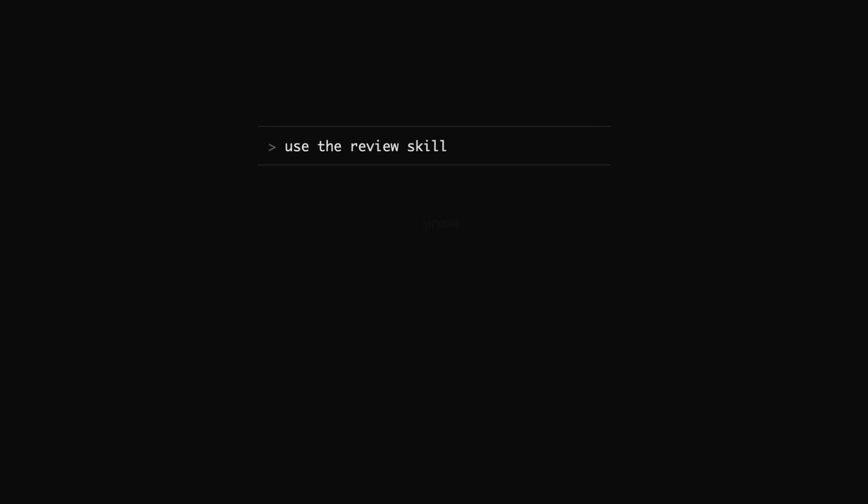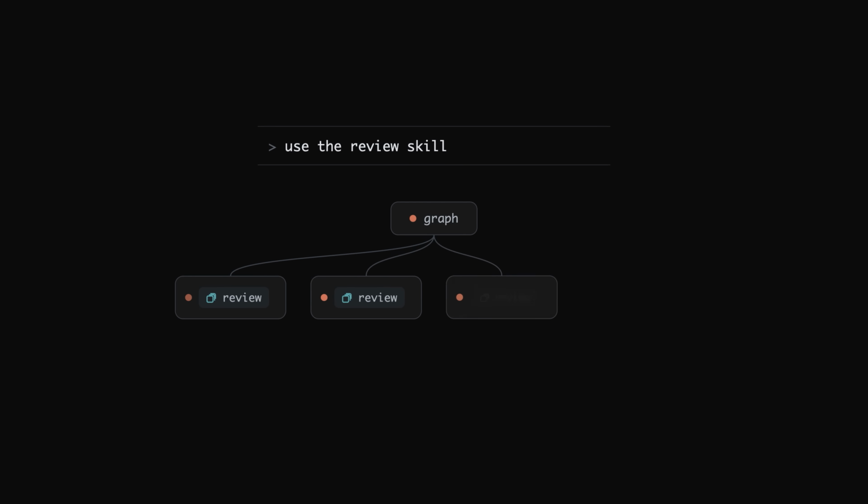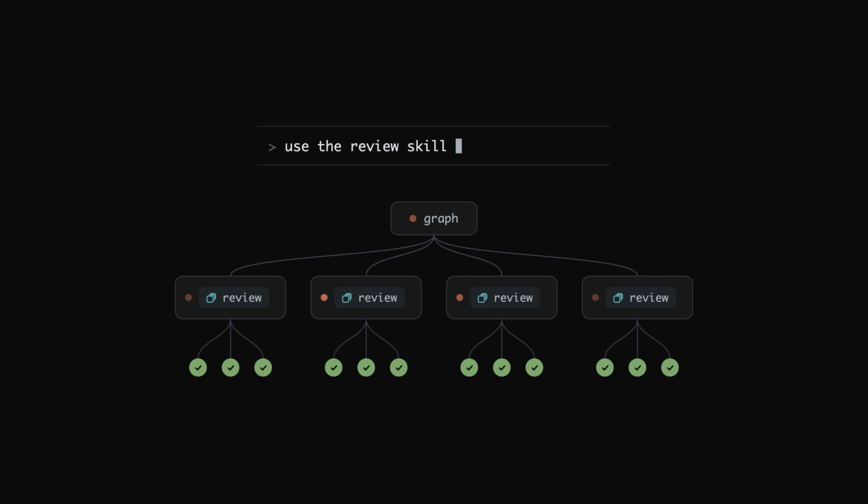Then when you're building a graph, the only thing you have to say in the prompt is that it should use that one skill. Every node it spins up loads that single skill, and the whole review fans out underneath it on its own.